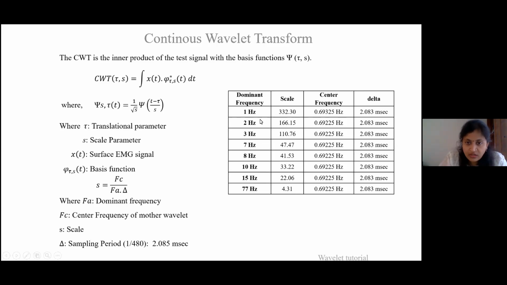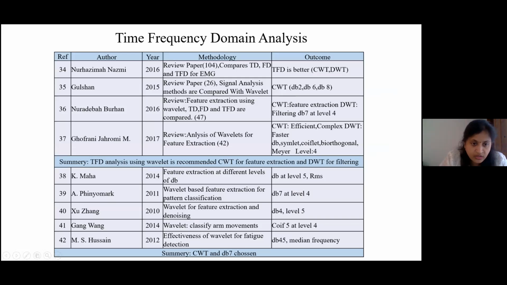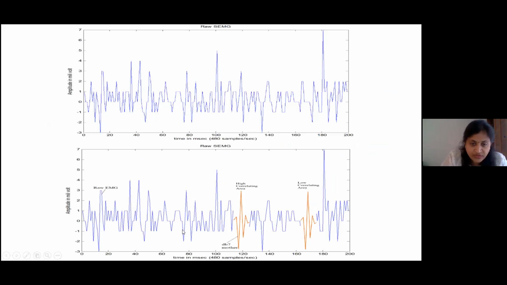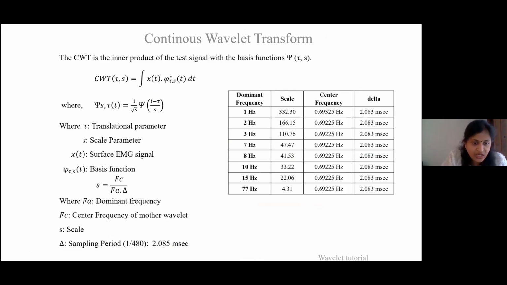So here, these are some dominant frequencies that I have represented, which were there in my signal, so that's why I have taken them. And this is the scale value, and for this particular scale you can design your mother wavelet. Or, if you don't have any idea about the dominant frequency, you can vary the scale values in steps of octave, logarithmic values, or a single frequency, and do the analysis.